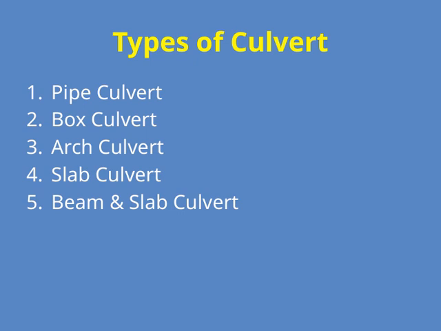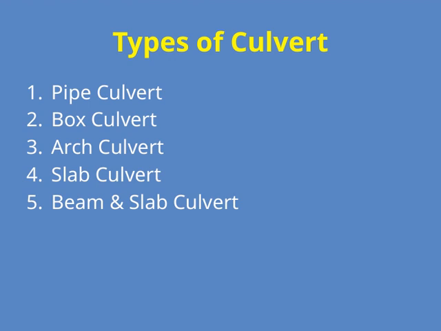First, we have the pipe culvert, which is one of the simplest and most widely used types. It's essentially a cylindrical pipe that allows water to flow beneath roads or railways. Next is the box culvert, which is shaped like a rectangular or square box. It's often preferred for its strength and ability to handle larger flows or heavier loads. Then there's the arch culvert, characterized by its curved, arch-like shape. This design provides excellent strength and is often used in areas where the terrain or aesthetic considerations are important.